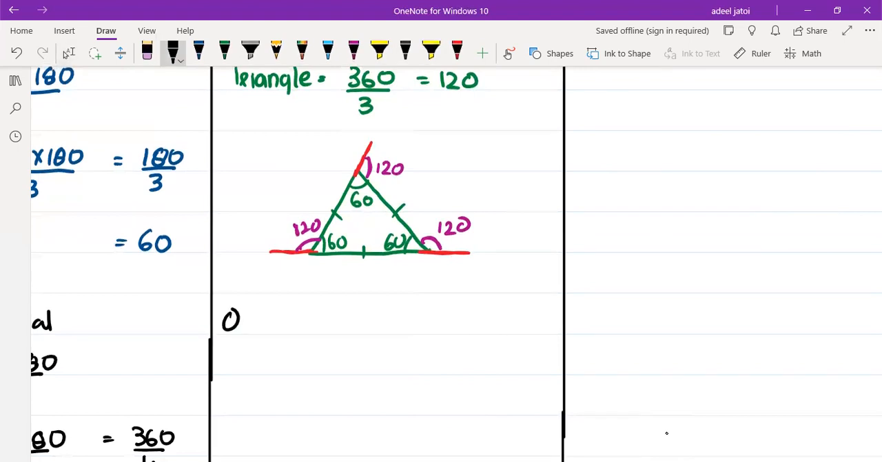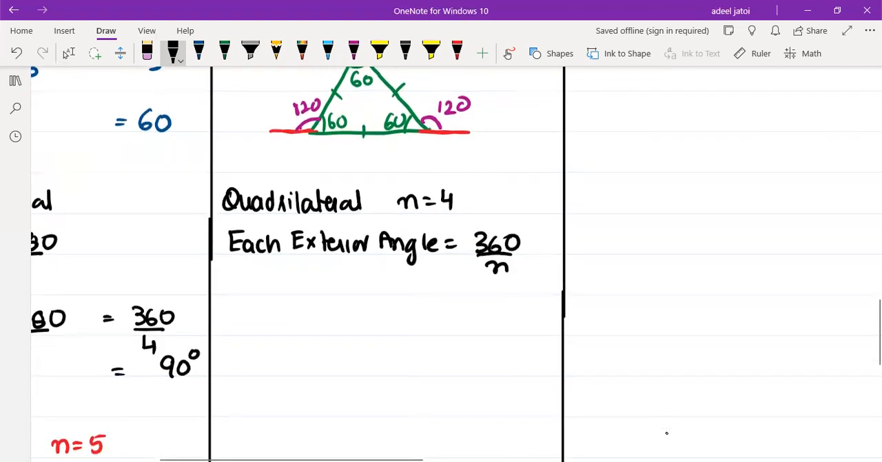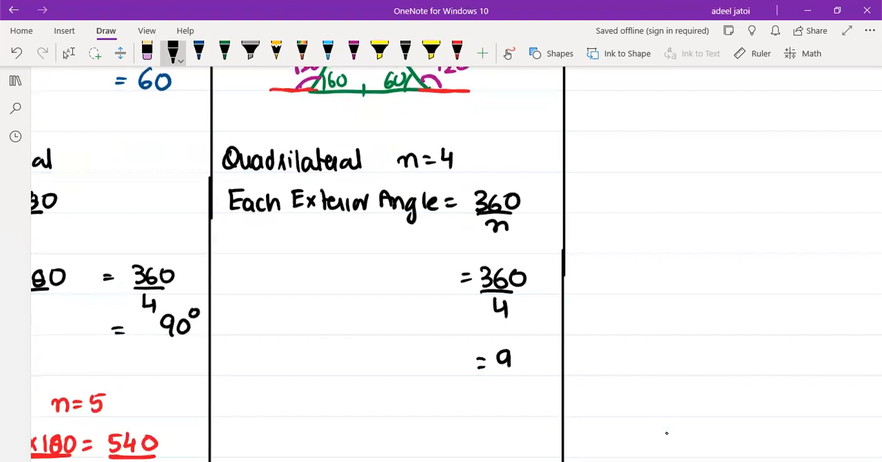Similarly, we can solve it for the quadrilateral as well. Now you know that a quadrilateral has 4 sides, so n is 4. So each exterior angle would be 360 upon n, which is equal to 360 divided by 4. So each exterior angle should be, again, 90 degrees.